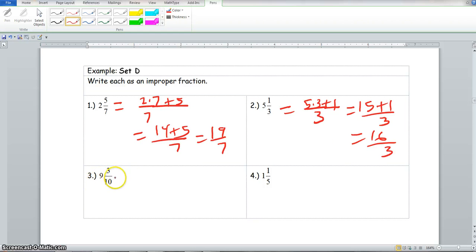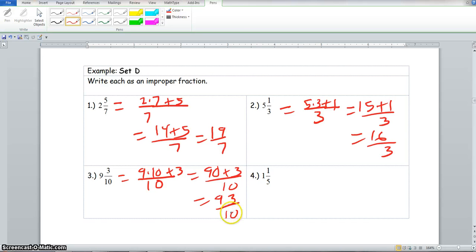Now we had 9 3/10. 10 carries over. We had 9 times 10 plus 3. So it would be 90 plus 3 over 10, which is 93 over 10. And that's it for that problem.